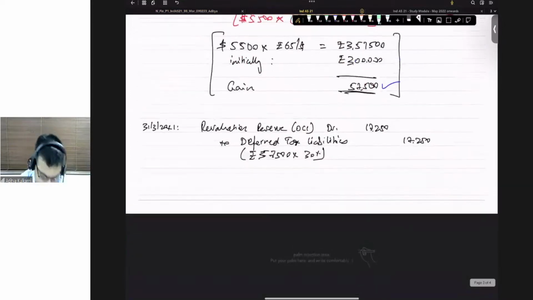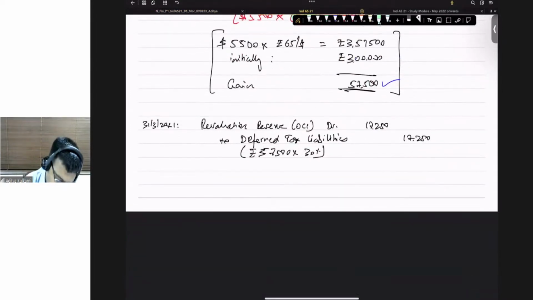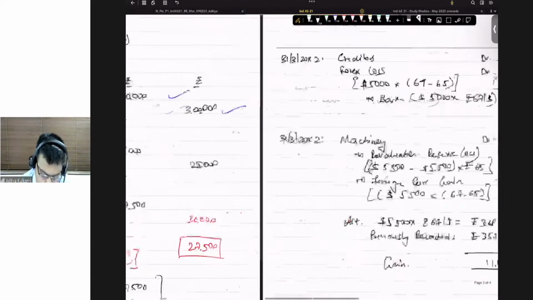Okay, coming to the next one, 31st March X1. This one is a DTL adjustment. So right now, don't break your head on this. For now, leave it. Okay, so now moving to the next part.